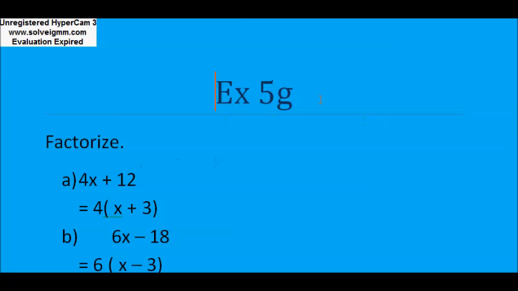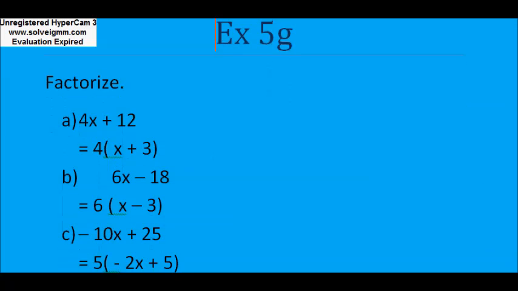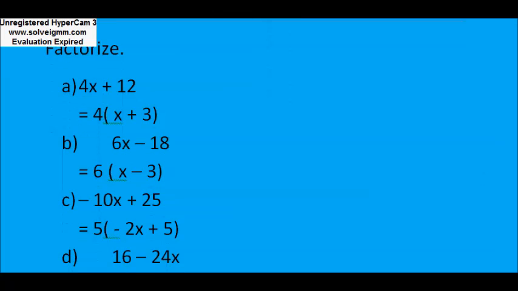Exercise 5G. This exercise is about factorization, simple factorization. Different terms are given. For example, in question number A part, 4x plus 12. So you can solve this question by taking 4 as a common number.